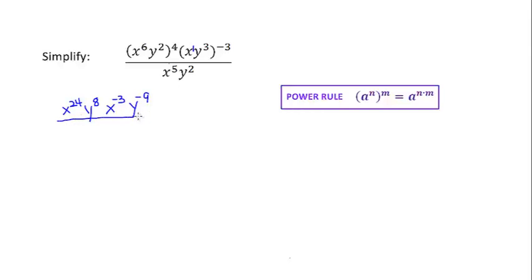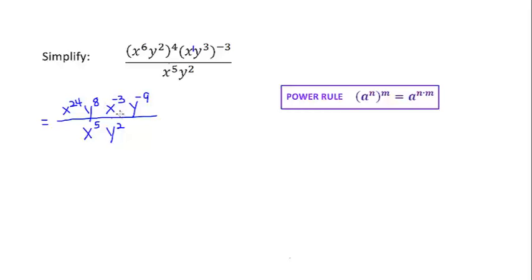Now that's all divided by x to the 5th, y to the 2nd. By applying the power rule, I've made my expression just a little simpler than what we started with. Well, next there are a couple different things that you can do. One thing that I like to do is get rid of any negative exponents that I have. I like to deal with those right away.